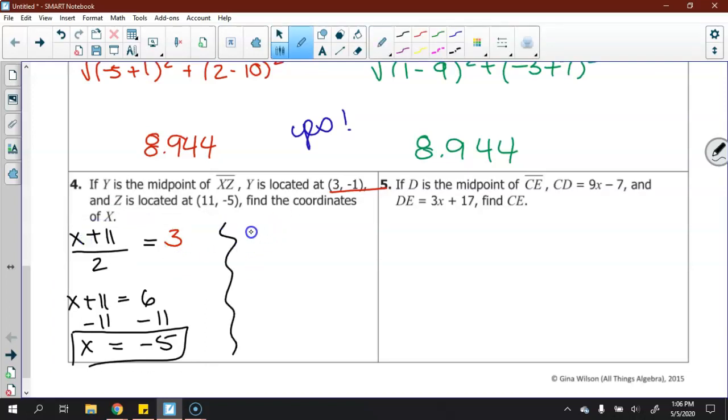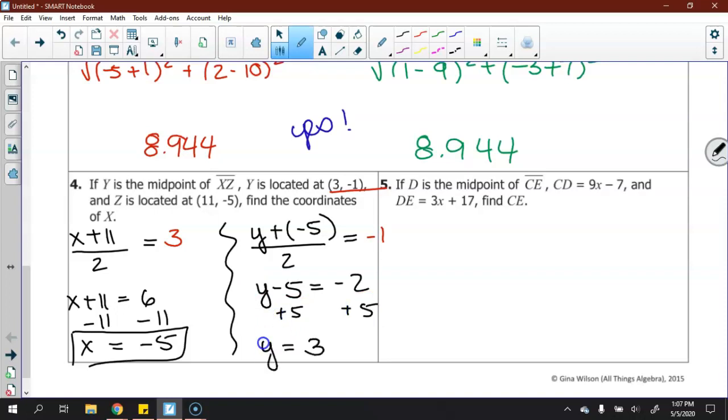All right. So to solve for y, I've got y plus a negative 5 over 2 equals negative 1. All right, same exact setup. I'm going to multiply 2 by a negative 1. So I get y minus 5 equals negative 2. Add 5 to both sides. And I've got y equals 3. All right. So far, so good.